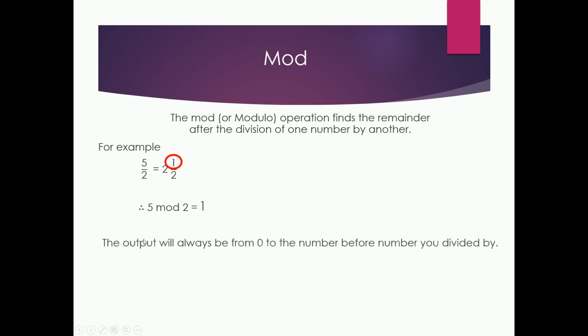The output will always be from 0, because there isn't a remainder, all the way up to the number before the number you divided by. If you did mod 2, the only options you could have would be 0 and 1. If you did mod 7, the options would be 0, 1, 2, 3, 4, 5, 6, which is really useful for some other computer science problems. If we did mod 6, you could only have 0, 1, 2, 3, 4, 5 as the output.